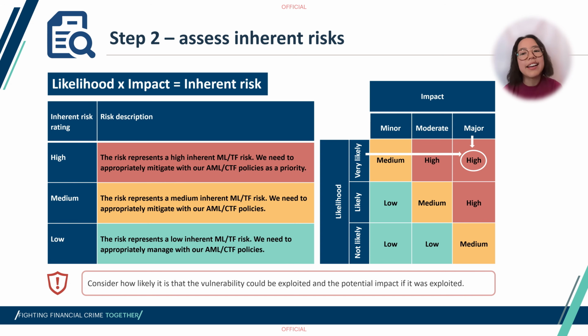So the correct answer here is B, medium. This is because likely and moderate intersect at medium in the risk matrix. Let's try one more example.